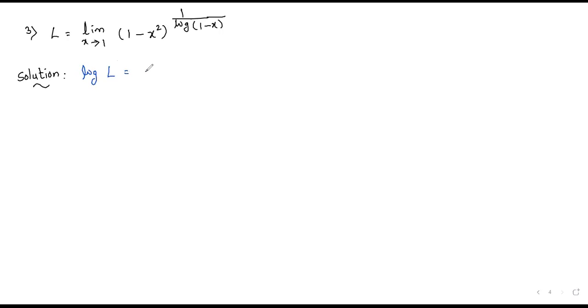Log of L will be limit as x tends to 1. What will this become? This power term will come down: 1 upon log of (1 minus x) into log of (1 minus x square), right? Now see, log of mn. What is log mn? This is nothing but log of m plus log of n.